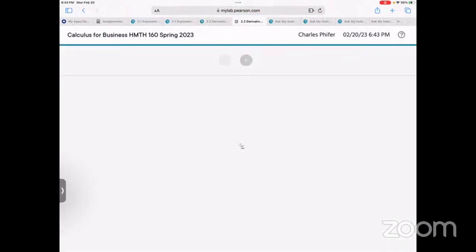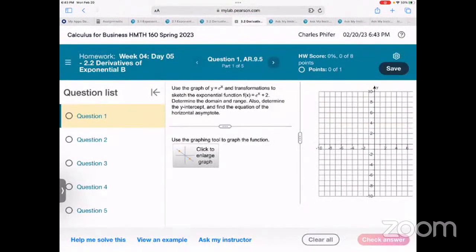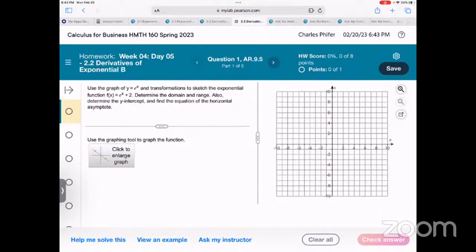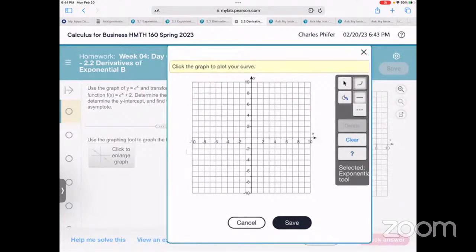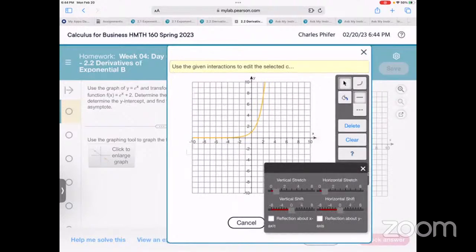All right, so use the graph of e and transformations to sketch the graph of the exponential, determine the domain and range. Okay, so I'm going to click to enlarge. We're working with the exponential graph. So that's going to be the upper right. So I'm going to click on that one, and I'm just going to click on the origin. I'm just clicking anywhere. So now they're asking us to basically use transformations to graph this.